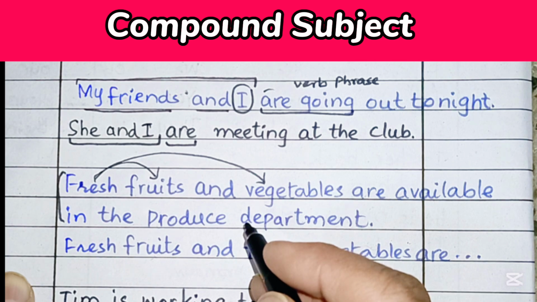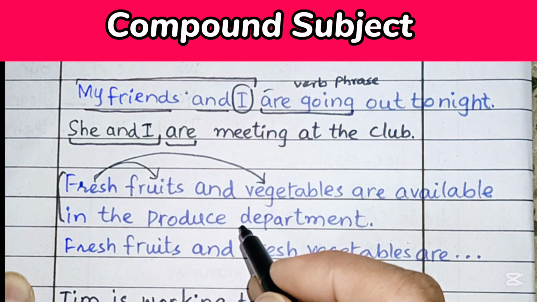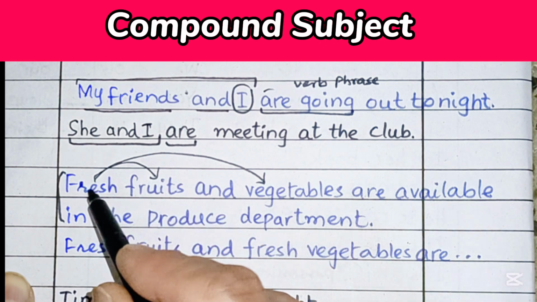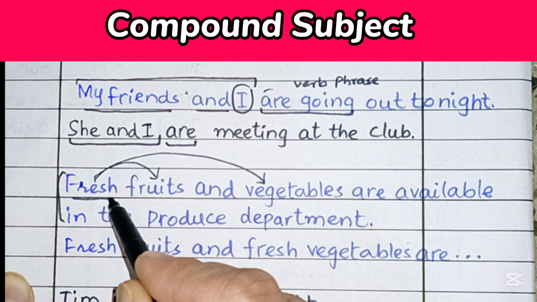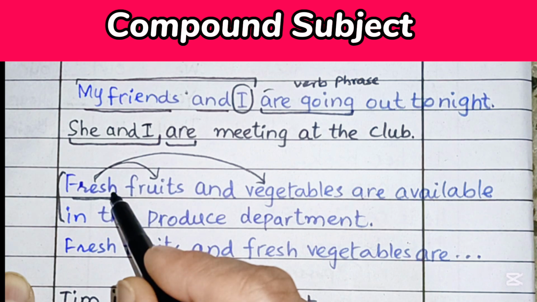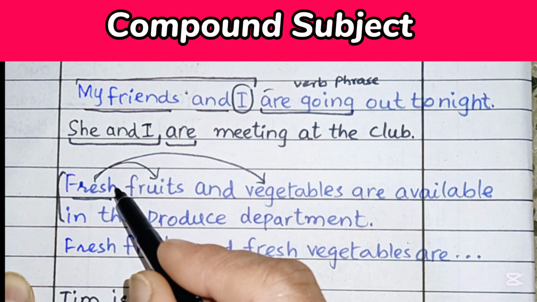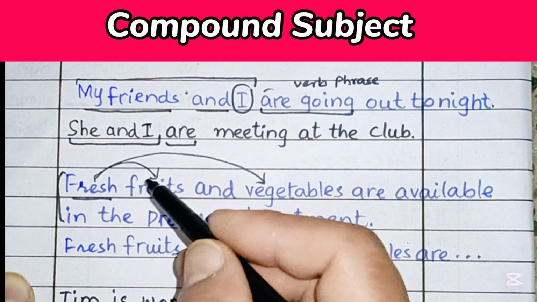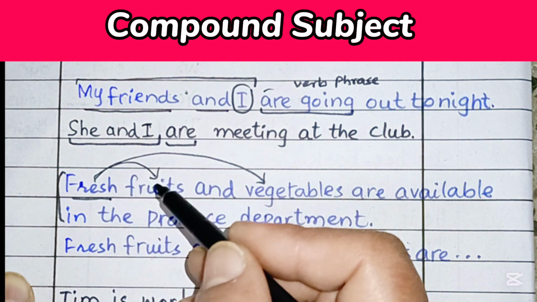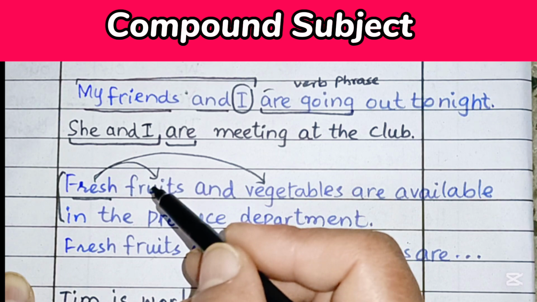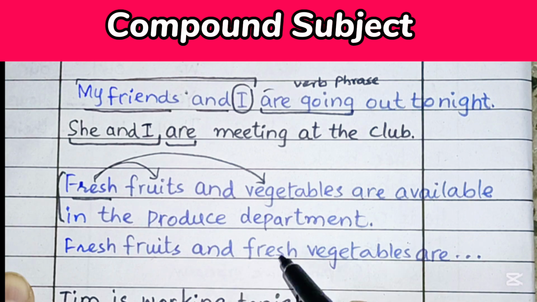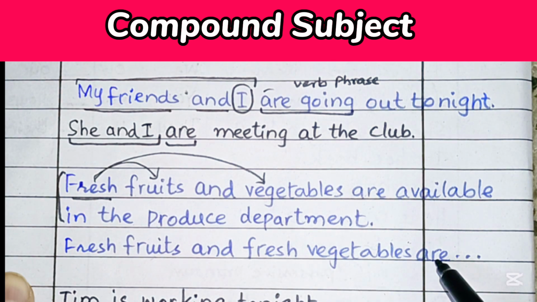So fresh fruits and fresh vegetables are available in the produce department. This adjective fresh is used for fruits, and it is also used for vegetables. It is possible to say fresh fruits and fresh vegetables are available. Fresh fruits and fresh vegetables are available in the produce department.